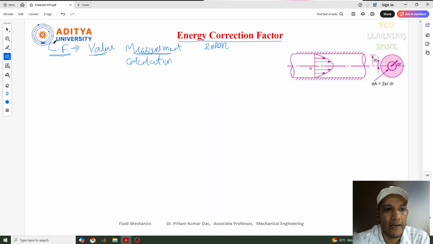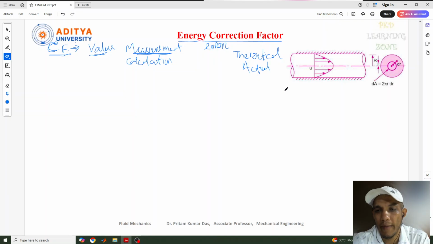So why is this actually considered? Because we know that the actual result and the theoretical result never match. Why? Because there will be some errors. The theoretical value and the actual value will never match, so for that we consider some kind of correction factor. Now you understand the correction factor.